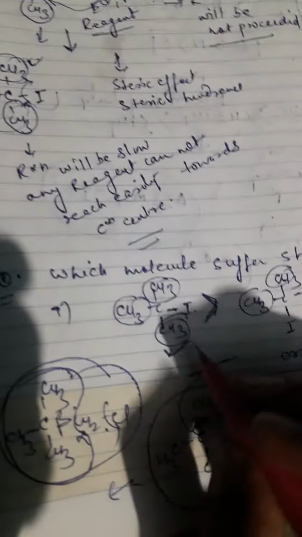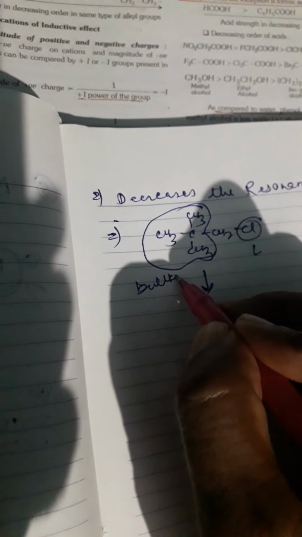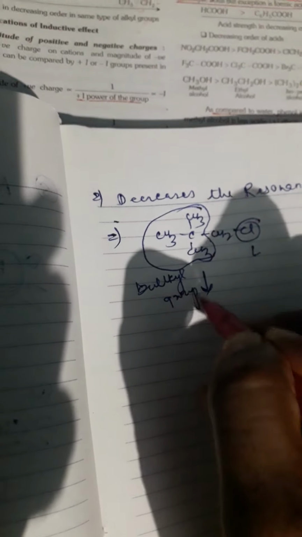Okay, so if you see here, actually I have also discussed this point again. Suppose that this molecule, okay, in this molecule, this is the bulky group. Okay, this is the leaving group. Leaving group means in the reaction it will be easily released out. Okay, so this is the bulky group, this is the leaving group.